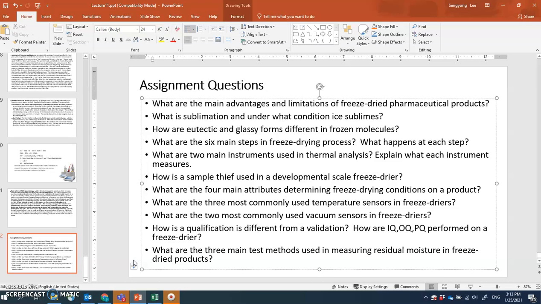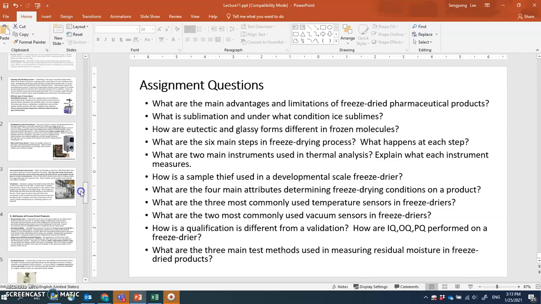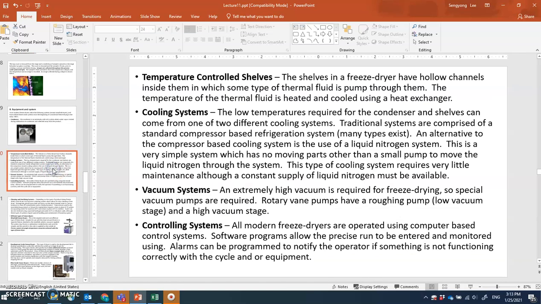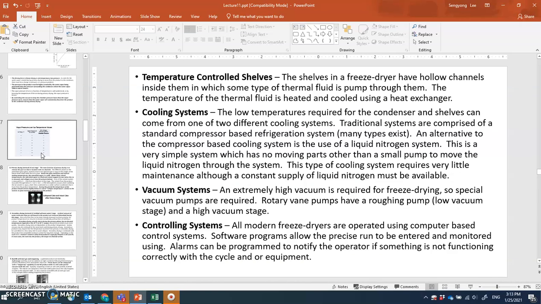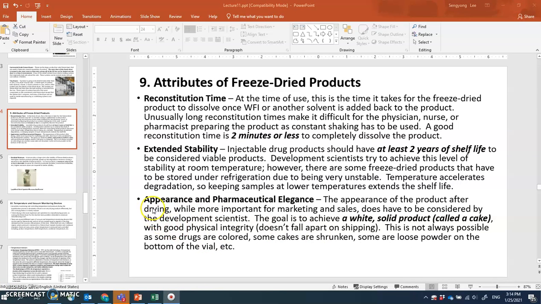The next question is, what are the 4 main attributes determining freeze drying conditions on a product? Okay, so what are those? Maybe the first one is cake appearance. Do you have a good white fluffy cake? That will be important. So the appearance and pharmaceutical elegance of your white cake.